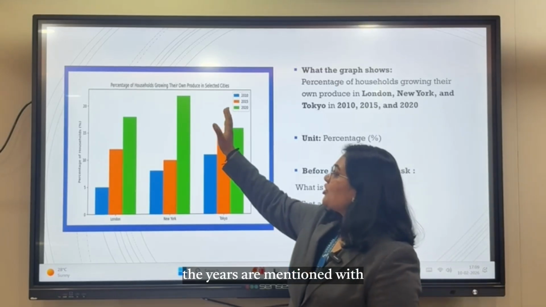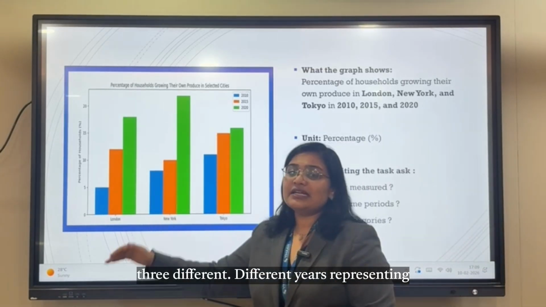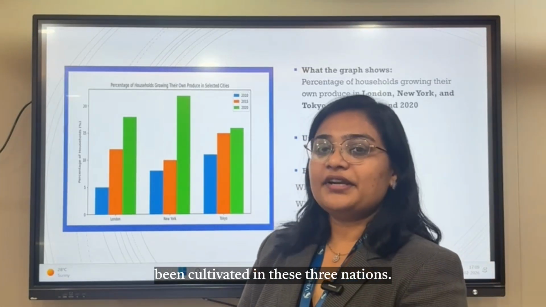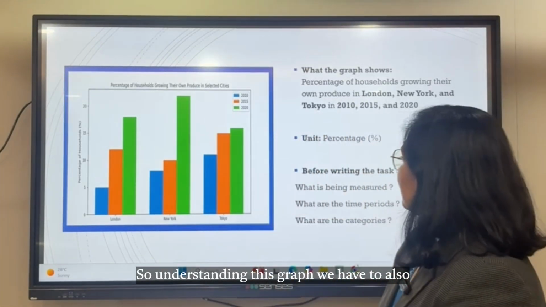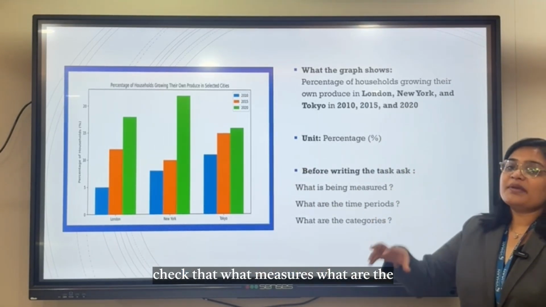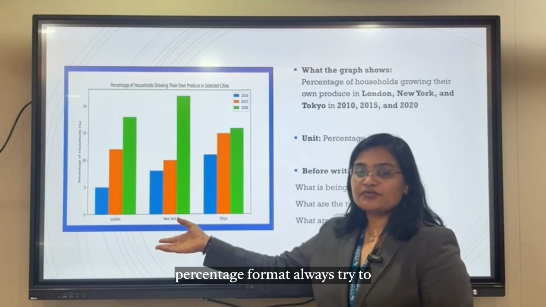The years are mentioned as 2010, 15 and 20, three different years, representing the ratio of products that have been cultivated in these three nations. To understand this graph, we also have to check what measurements and units are being represented. So here it is in percentage format.